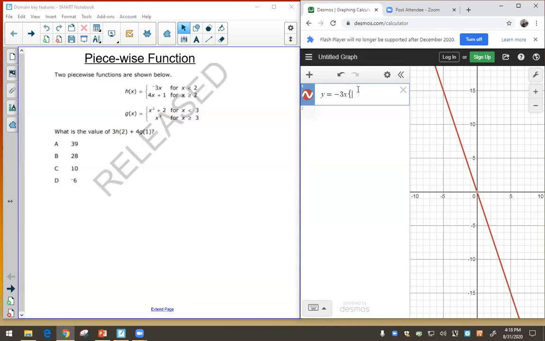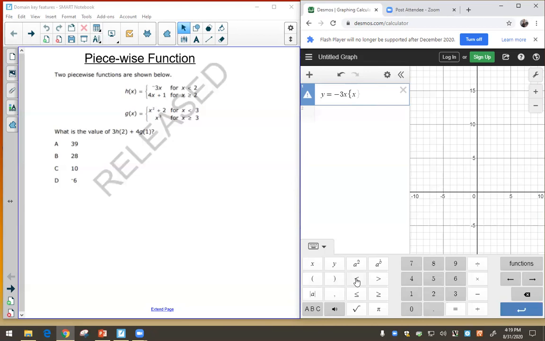So curly brackets, because we want to put the x values for that piece that says negative 3x. So curly brackets, x less than 2, and then we finish off with a curly bracket. So that's the first piece of my H function. I'm not going to focus on my G function as yet. I'm not ready for that. Then the next piece is y equals 4x plus 1. Let me enter the domain or the x values, curly bracket, x greater than or equal to 2, curly bracket. Remember we said a piecewise function is Y with many pieces, and our job is to focus only on the H function. Okay, cool.